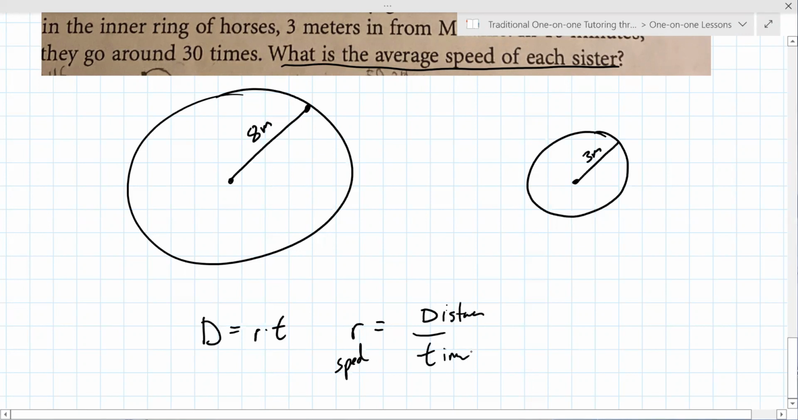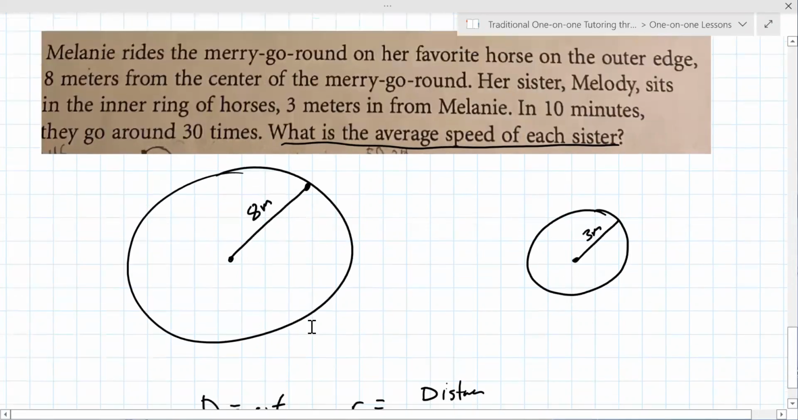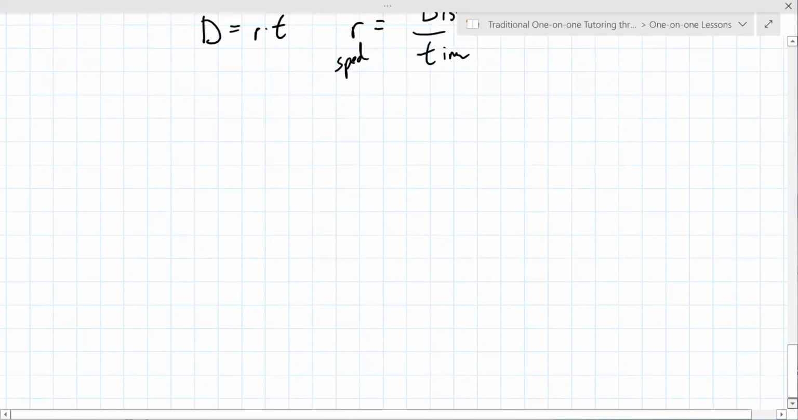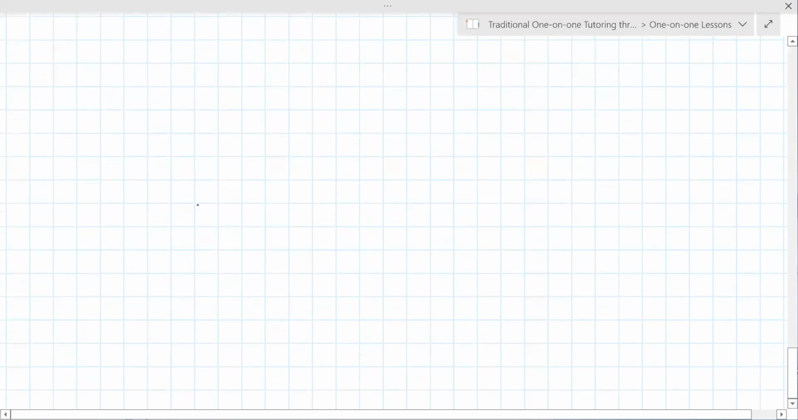Okay, now I'm going to ask you a follow-up question to that. Do you have something you want to ask about this? Because before we get into the actual problem, there's something intuitively that's very important about this. Will they have the same speed? They will not. So here's why.